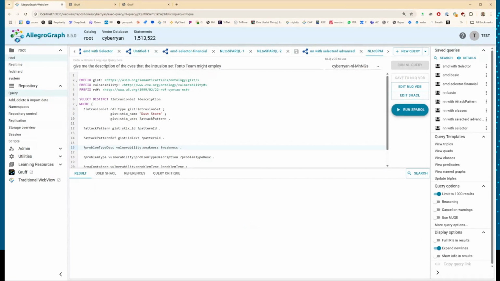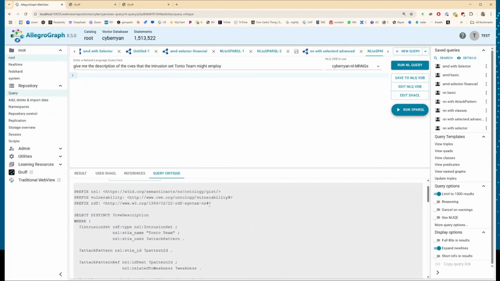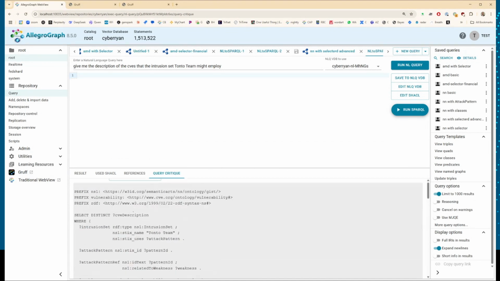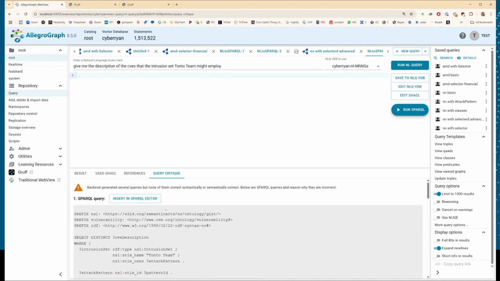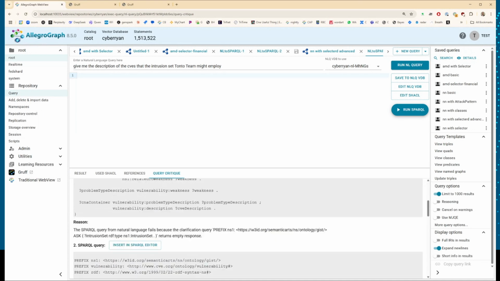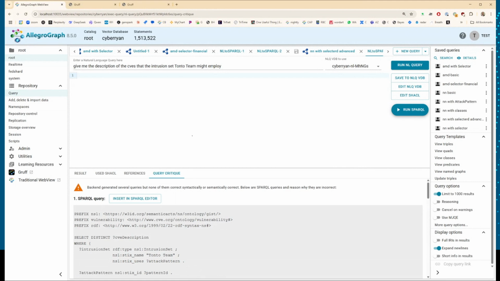And again, here, oh, this is fun. Okay, so here it didn't get it. Why didn't it get it? Intrusion set, the STIX. Here it says it couldn't do it. The reason is the SPARQL naturally fails because the prefix ns returns an empty response. Oh, that is very weird.